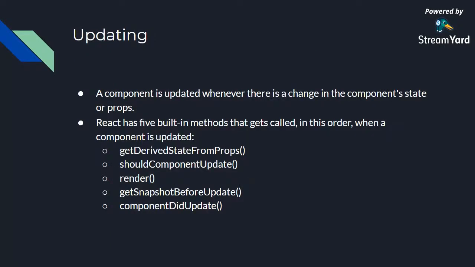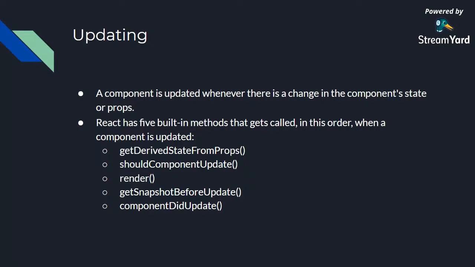So the next phase of the life cycle is updating. A component is updated whenever there is a change in the component state or component props. So whenever a state is changed, and if that state has been passed as a prop to a child component, the child component will get affected as well, naturally. Whenever a state or prop has been changed, the component itself goes into the updating phase of the life cycle.